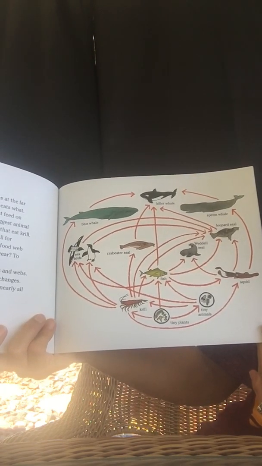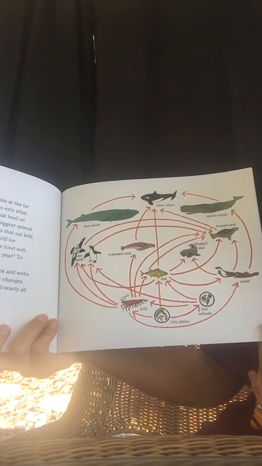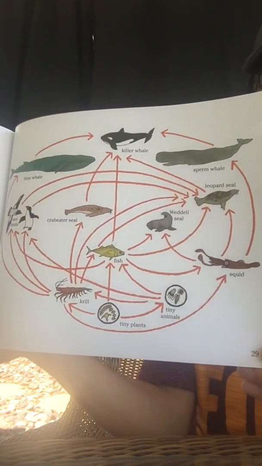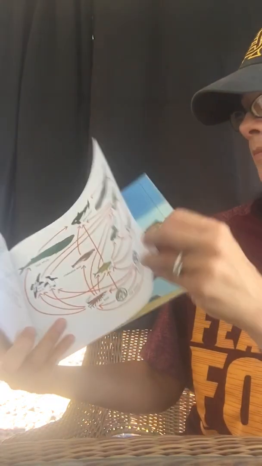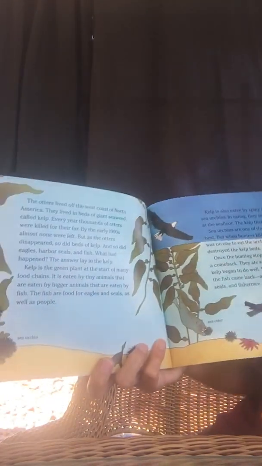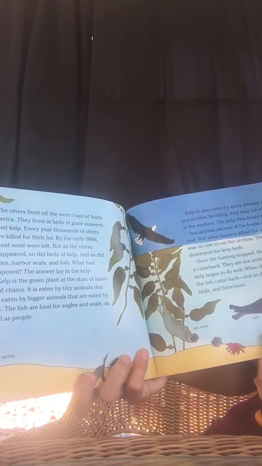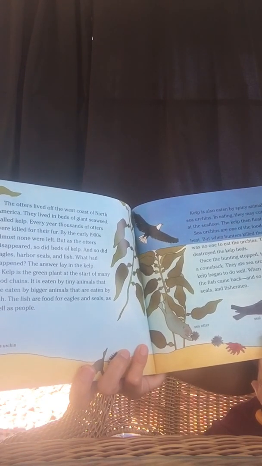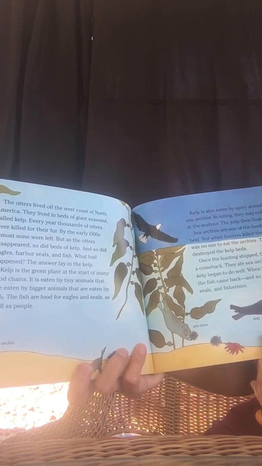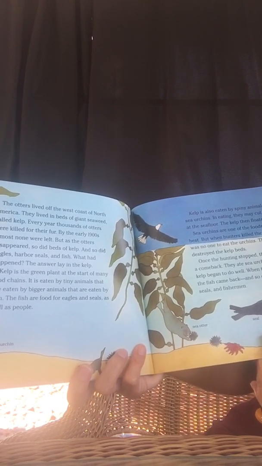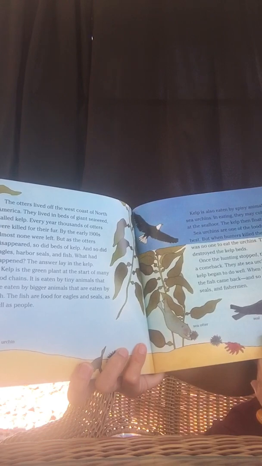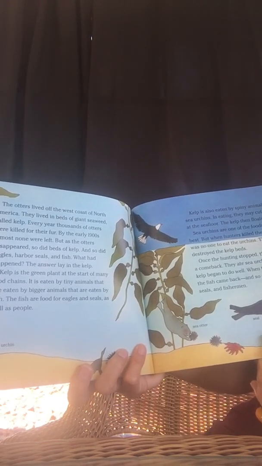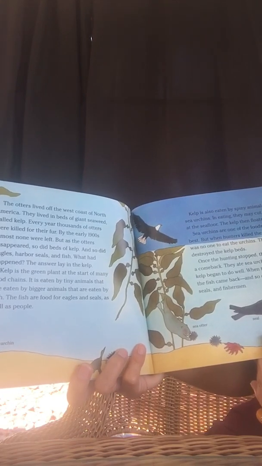That was what happened when hunters killed nearly all the Pacific sea otters. The otters lived off the west coast of North America. They lived in beds of giant seaweed called kelp. Every year, thousands of otters were killed for their fur. By the early 1900s, almost none were left. But as the otters disappeared, so did the beds of kelp, and so did eagles, harbor seals, and fish.